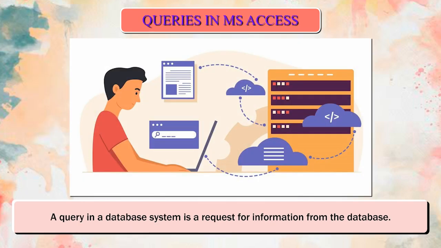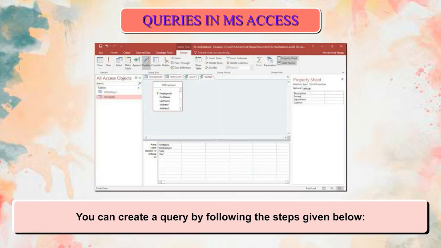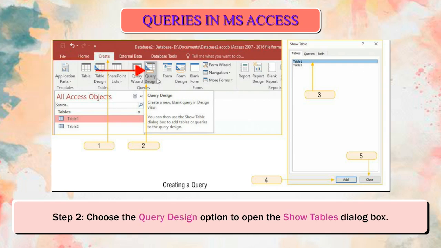A query in a database system is a request for information from the database. The results could include generated data like tables and graphs. You can create a query by following the steps given below. Step 1. Click on the Create tab. Step 2. Choose the Query Design option to open the Show Tables dialog box.